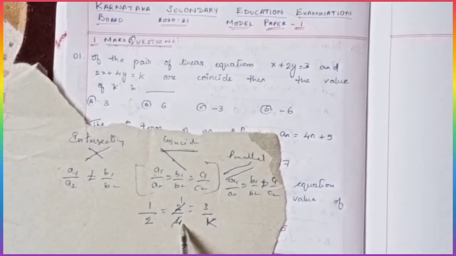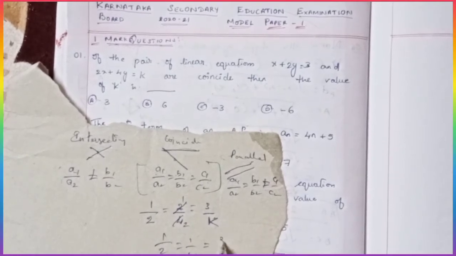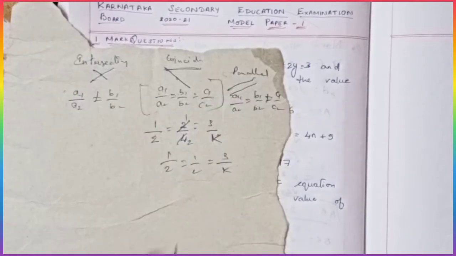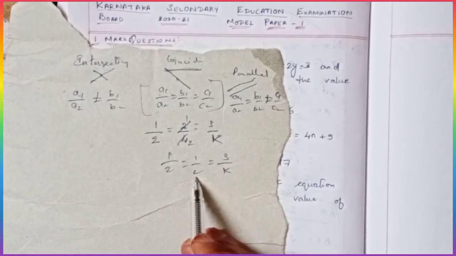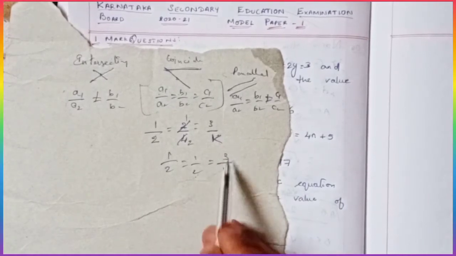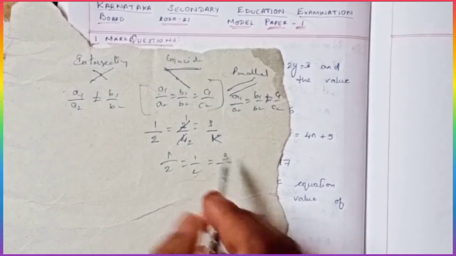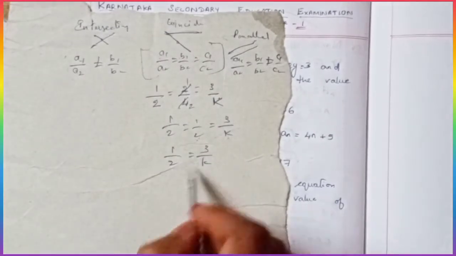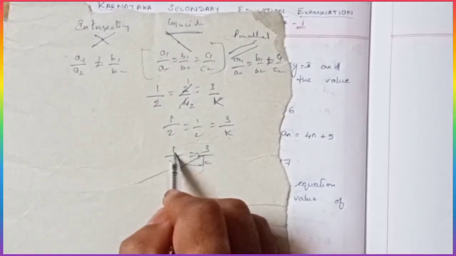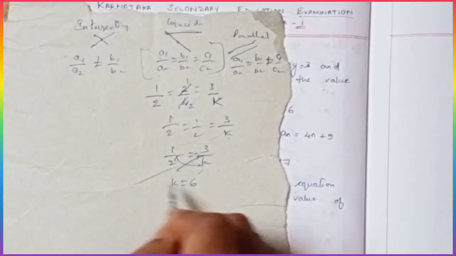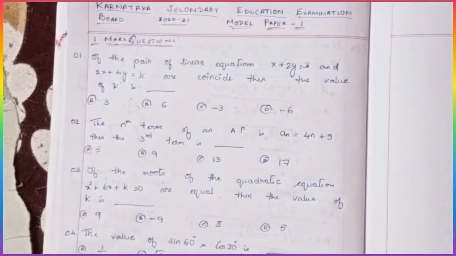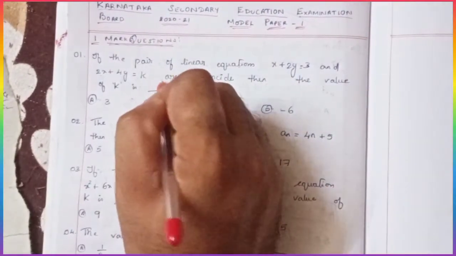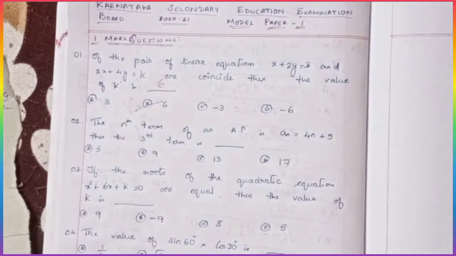Obviously, 1 by 2 is equal to 3 by k. So the denominator is twice the numerator, so the value of k should be 2 times 3. Or you can do it like this: 1 by 2 is equal to 3 by k. Since they are equal, we will cross multiply. So 1 into k is k, 2 into 3 is 6. So the value of k is 6. The correct option is B, and the answer is 6.